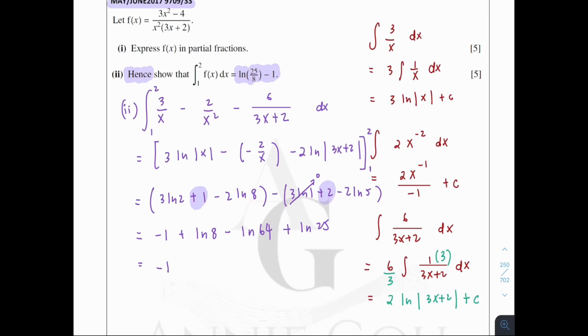And the last thing that we need to do is just to combine all the ln. When it's a minus it means divide, plus means multiply, so we will have 8 times 25 over 64. To simplify this, you can just press the calculator, 8 times 25 over 64. You will get ln 25 over 8, and the constant you will just need to copy back. That's how we show the answer.